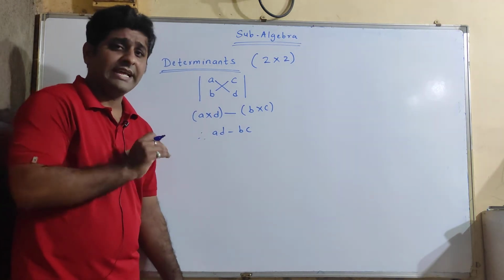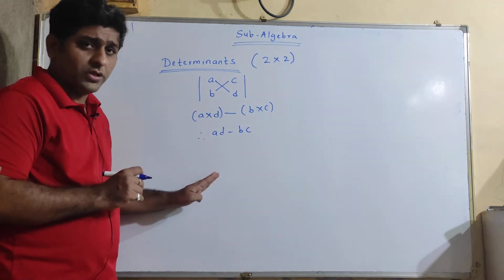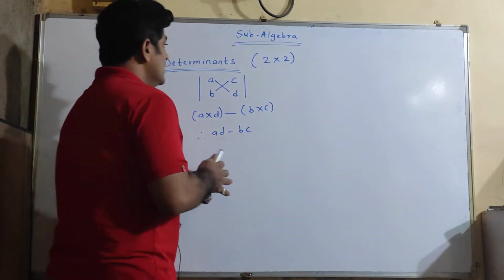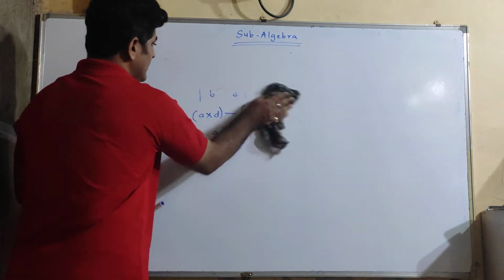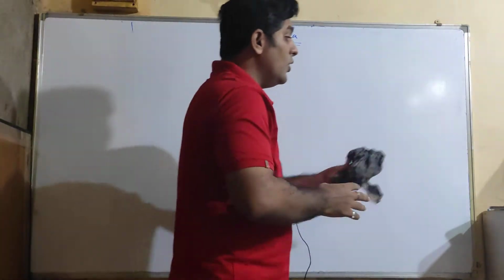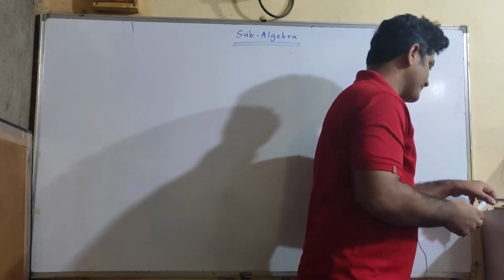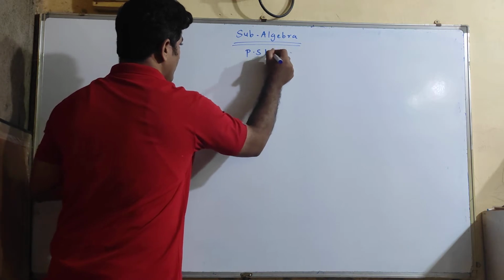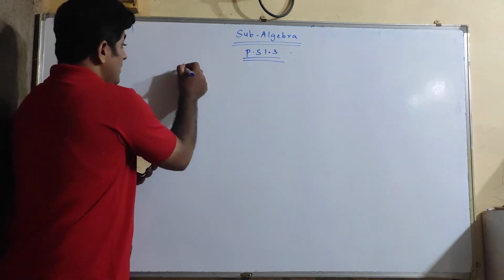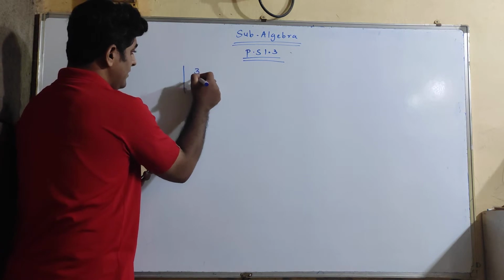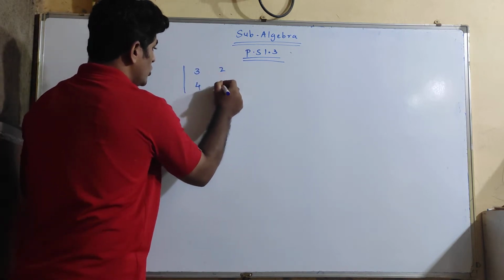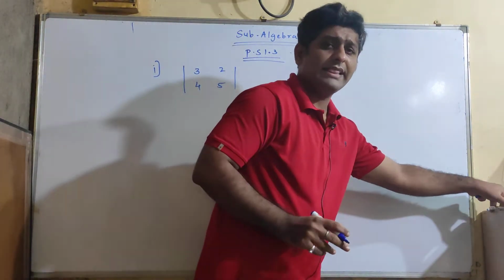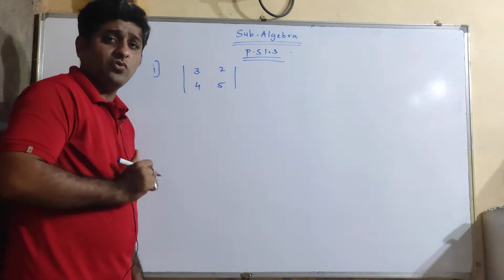So students, let's start with problems based on finding the values of determinants. Okay students, so let's try and understand over here. Let's start with practice set 1.3. The determinant is 3, 4, 2, 5. We are discussing the first problem, and let us see how we can find the value for this determinant.